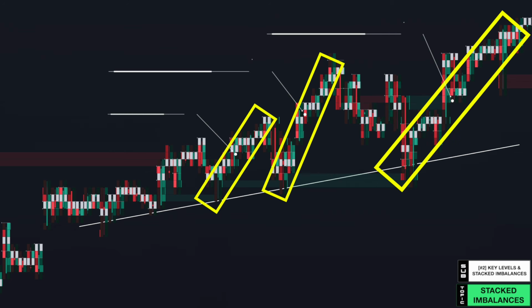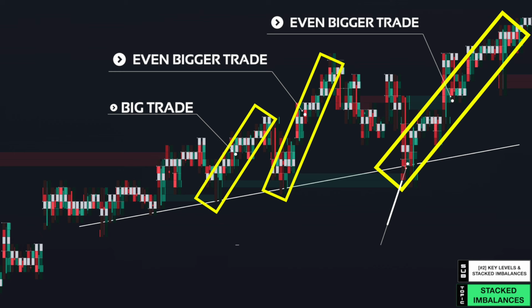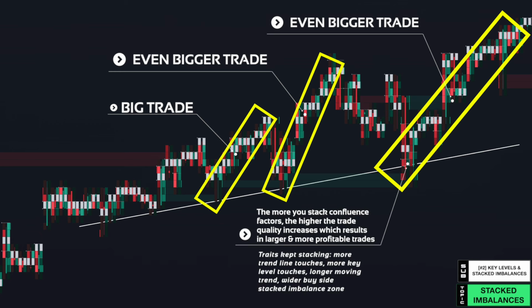Notice how each trade became more and more profitable, because the more you stack confluence factors, the higher the trade quality increases, which results in larger trades. Let's show this again.